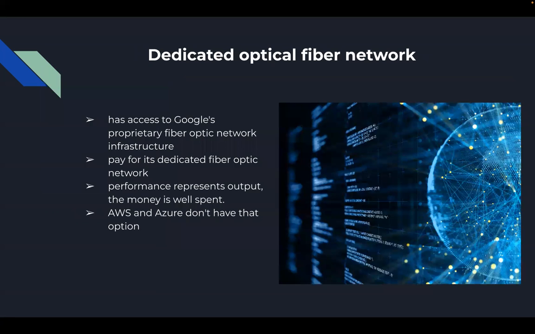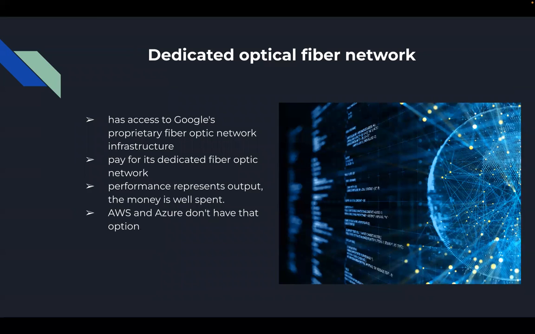So first, I will talk about dedicated optical fiber network. So there's one area where the Google Cloud Platform could benefit from Google. It has access to Google's proprietary fiber optic network infrastructure, which generally provides better performance than standard network infrastructure. Not every GCP user will get this benefit. If you want to use its dedicated fiber optic network, you have to pay more.